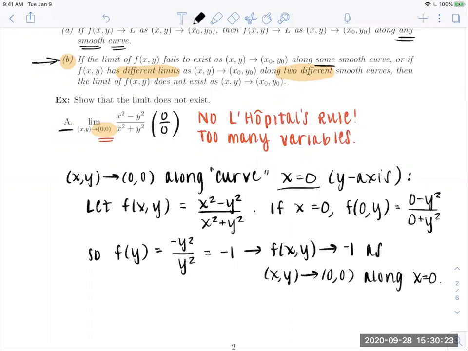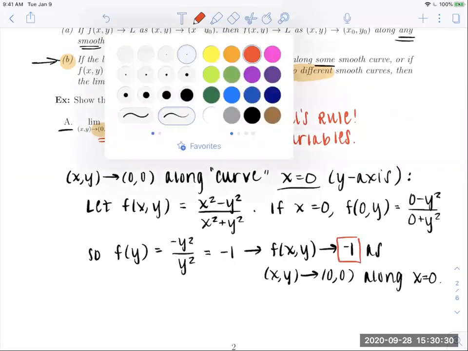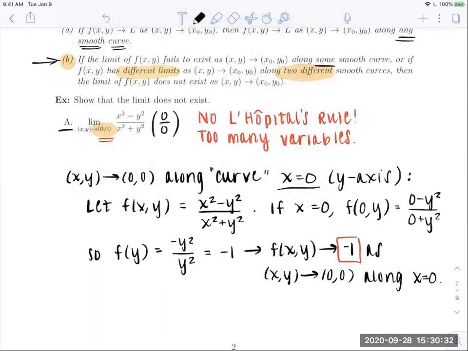All right, so here's one of my limiting values. Let me just box that in red to draw our attention to it. Does this mean that the value of the limit is negative 1? No, it just means that along this particular curve that I chose, the limiting value is negative 1.